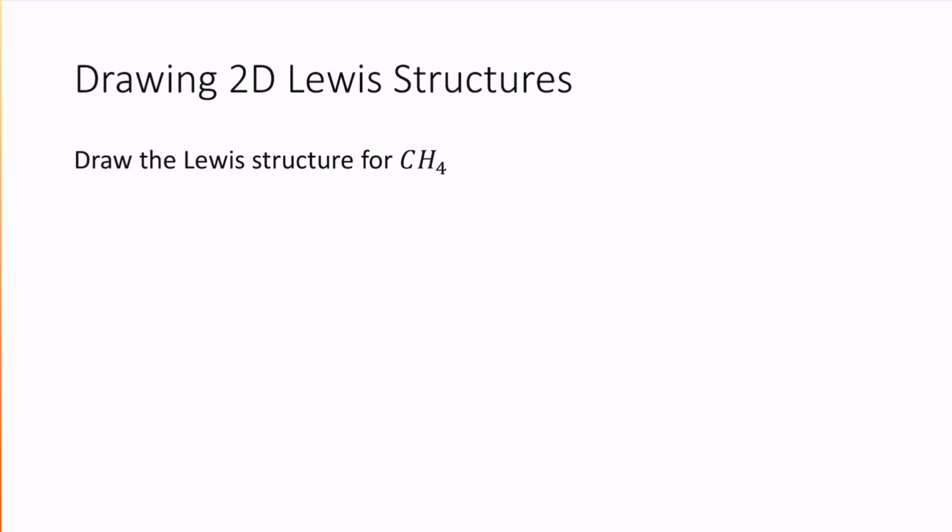Draw the Lewis structure of CH4. So the first thing I want to do is sum the valence electrons. Carbon has 4 valence electrons, and there is 1 carbon atom. So that's going to be 4 valence electrons from the carbon. Hydrogen has 1 valence electron, and there are 4 hydrogens. So we're going to get 4 valence electrons from the hydrogen, which means we're going to have a total of 8 valence electrons.